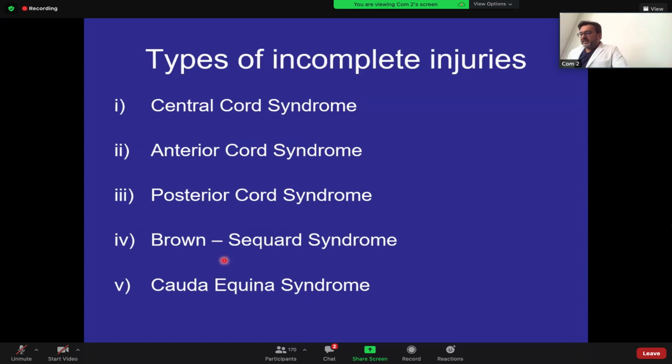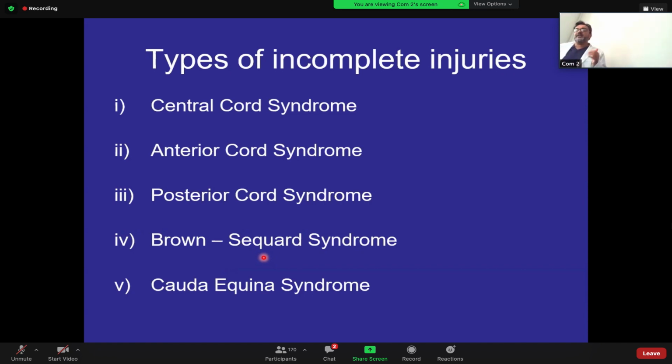Now, this is the most important piece of this session. We are going to talk about at least 4 of these syndromes, and out of these, we are going to talk mainly on the central cord, anterior cord, and Brown's cord syndromes. These are incomplete injuries to the spinal cord. You can have a complete transection of the spinal cord, or you can have incomplete syndromes of the spinal cord.